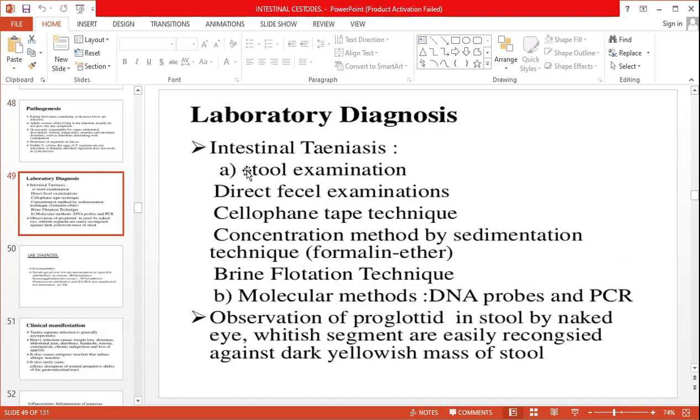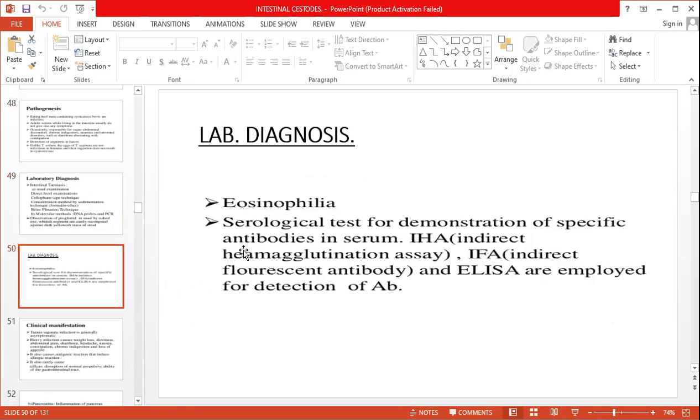For the laboratory diagnosis of intestinal taeniasis, we do stool examination: direct fecal examination, cellophane tape technique, concentration method of sedimentation techniques, and brine flotation technique. On observation of the stool by naked eye, proglottid segments are easily recognized in the dark yellow mass of the stool. Serological tests like IHA, ELISA, and antibody tests are also done.